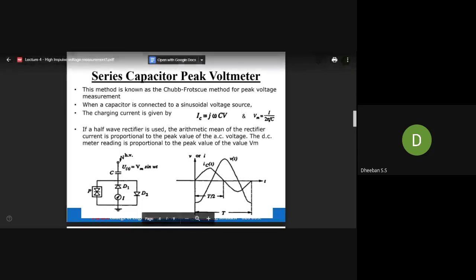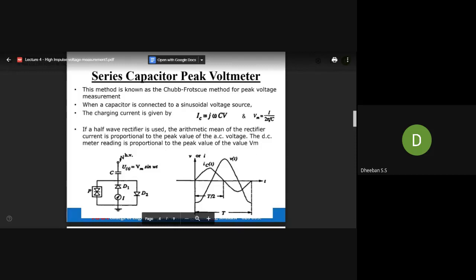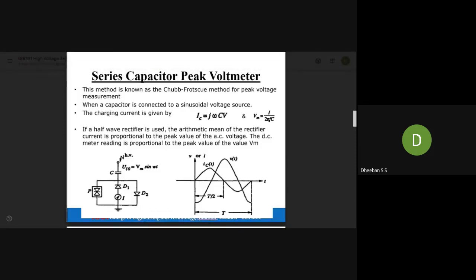So the charging current is given as IC equal to j omega CV. This is your IC for the instant t. From this, the measuring voltage Vm will be I by 2 pi f C, that is, I by omega C. So here is your Vm. From this Vm, you can keep it on this side, bring the other things downward, and take the modulus value.